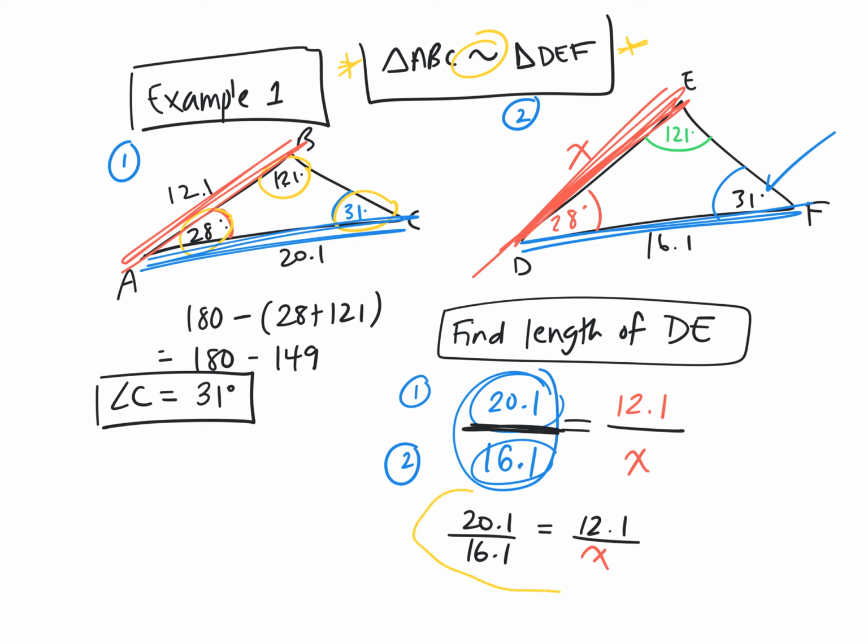This is my proportion. This side length over this side length is equal to this side length over this side length. So we're going to do 20.1 times X is equal to 16.1 times 12.1. Write it right now. Each side length was rounded off to 1 decimal place, so I'm just going to choose to do the same. I'm going to round my answer off to 1 decimal place, so it was 9.7 units.